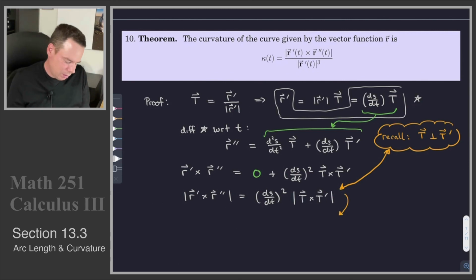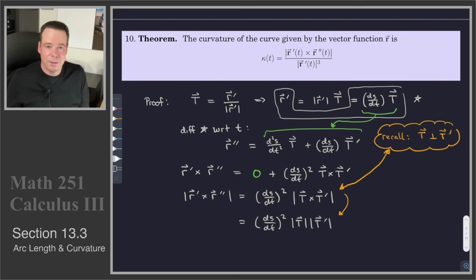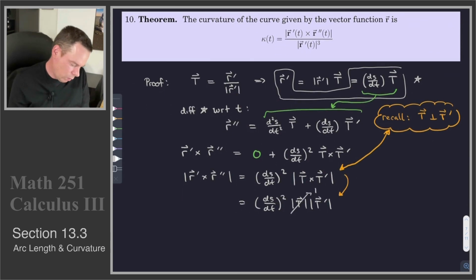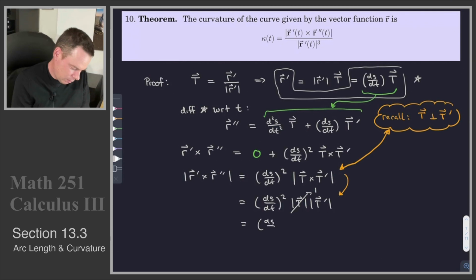Because if they are perpendicular to each other, then the magnitude of the cross product is the magnitude of each of the individual vectors times the sine of the angle between them. But there's a right angle between them, so the angle between them is pi by 2 or 90 degrees, so the sine of that would be 1. And so the magnitude of the cross product is just the multiplication of their two magnitudes. That's where I'm using that orthogonality. This is a unit vector, so that's 1. So this becomes ds dt squared times the magnitude of T prime.